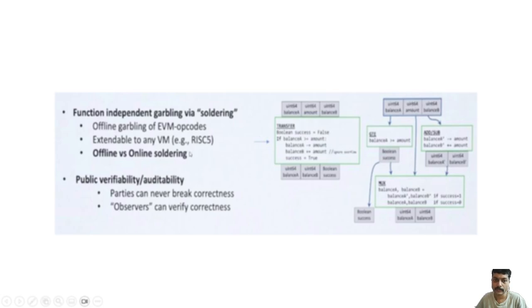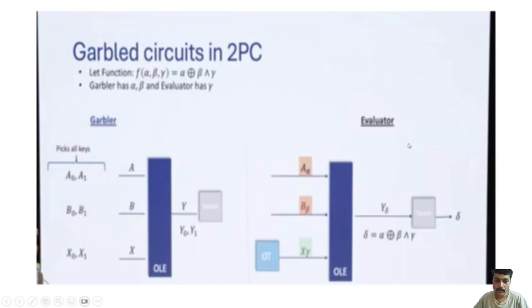So basically they have offline and online soldering. The online soldering depends on the gas cost, but in offline soldering the gas cost is very low here. So this is the basic architecture of the garbled circuit.